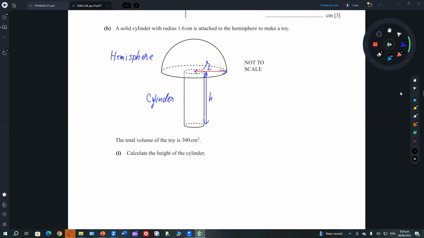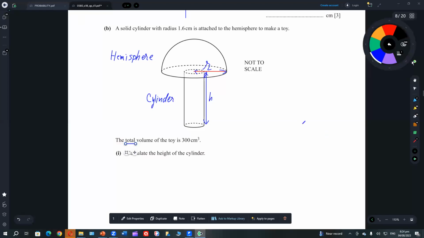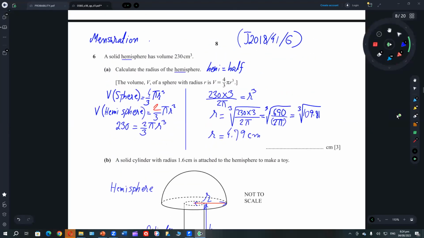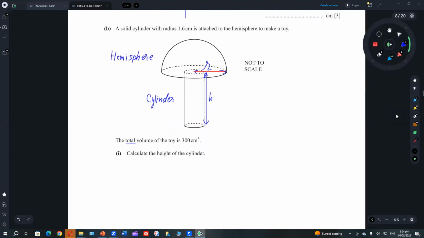The total volume of the toy is 300. We have to read the question again. So what was the volume of the hemisphere? Can you look at the question? What is the volume of the hemisphere? It's 4.79. Look at the volume, please be careful. Oh, volume, sorry. The volume of the hemisphere is 230 and the total volume of the toy is 300.